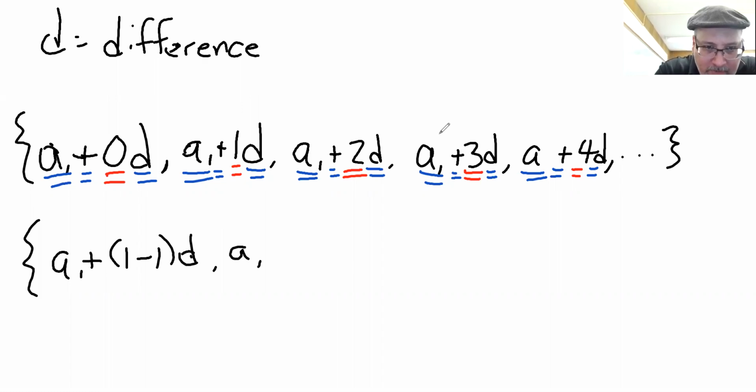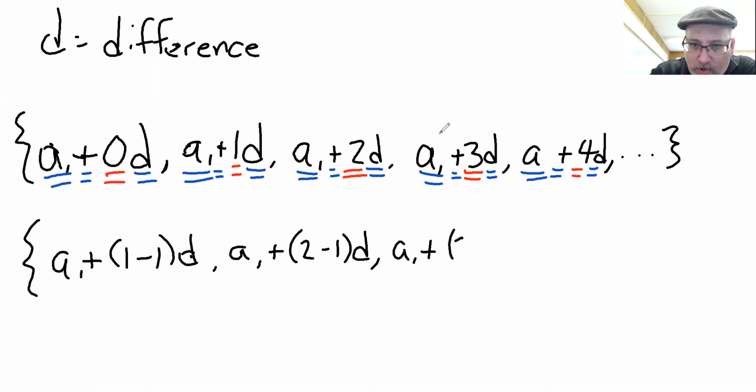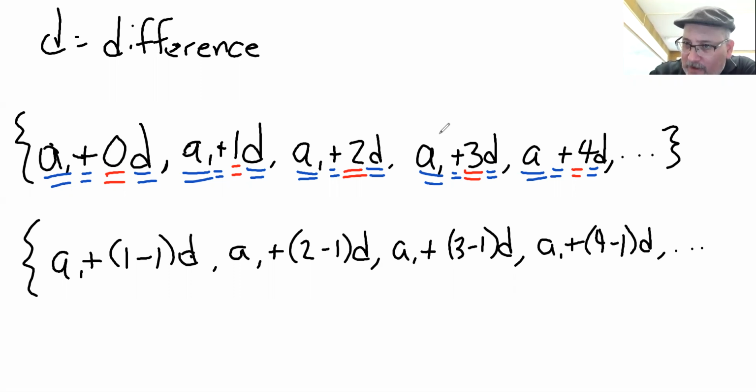rewriting the 1, they're underlined in red, as 2 minus 1, rewriting the 2 right there, double underline in red, as 3 minus 1. And then in the next one, rewriting the 3 as 4 minus 1. And then, of course, we could rewrite the 4 as 5 minus 1, but I'm kind of running out of room here.